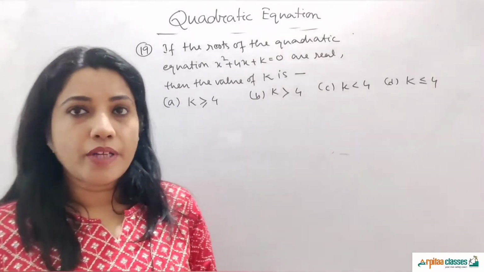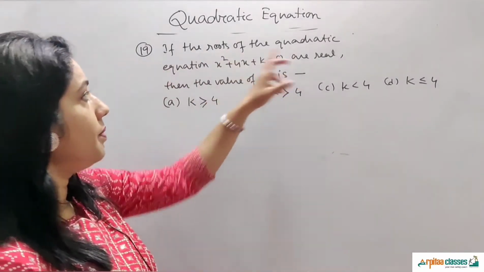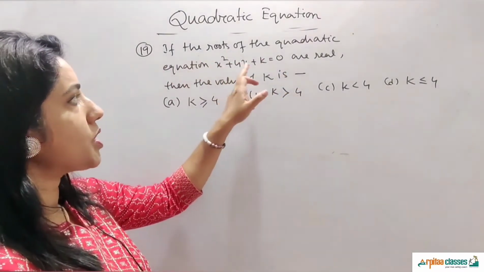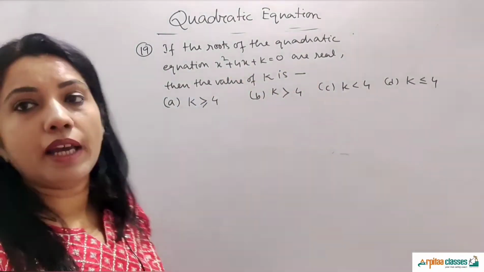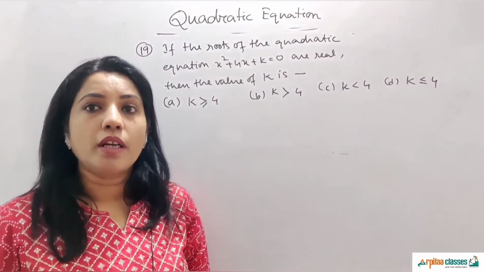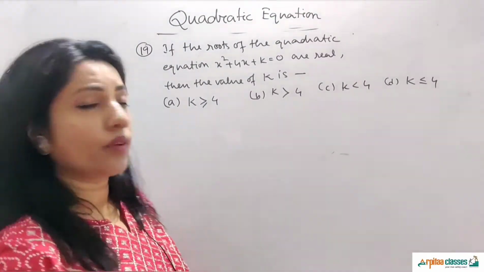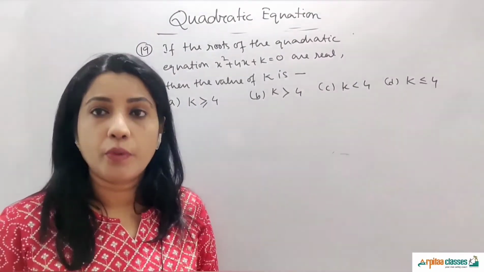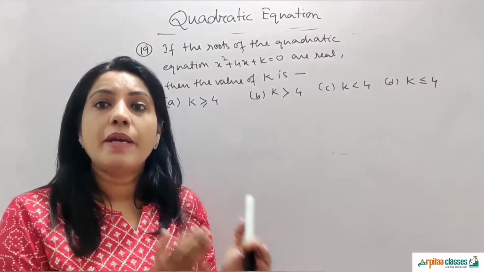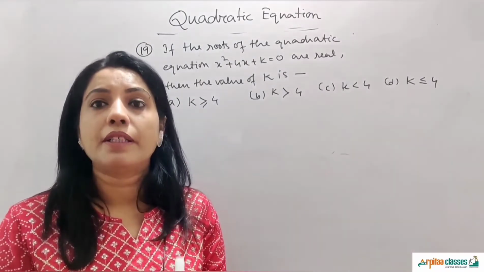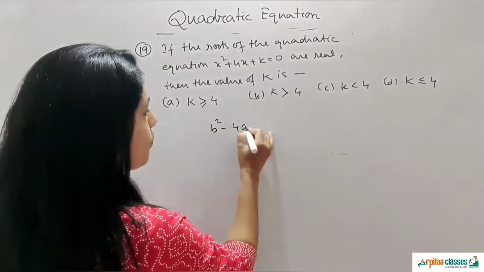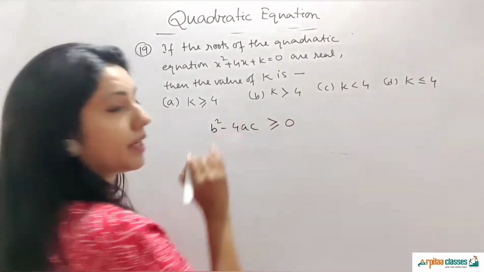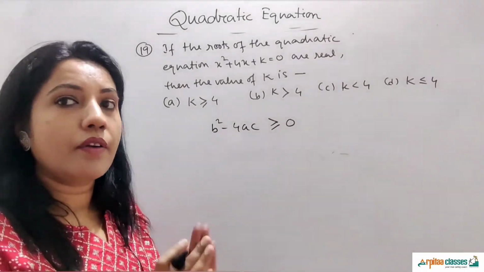So our 19th question is, if the roots of the quadratic equation x square plus 4x plus k is equal to 0 are real, then the value of k is. The roots of the quadratic equation are real, they are saying. So for being real roots, the criteria is b square minus 4ac should be greater than equal to 0. So let us find out the value of b square minus 4ac, which should be greater than equal to 0 because the roots are real.